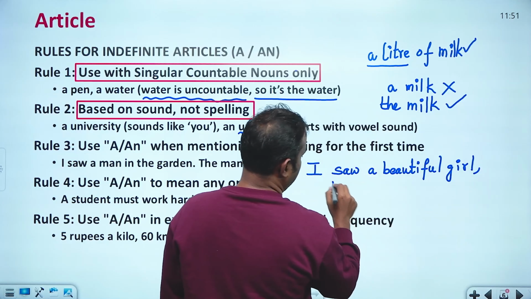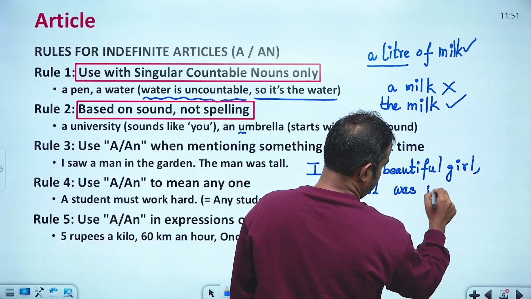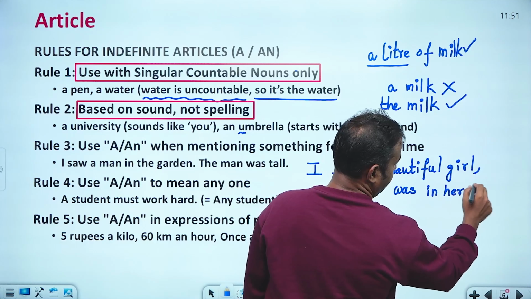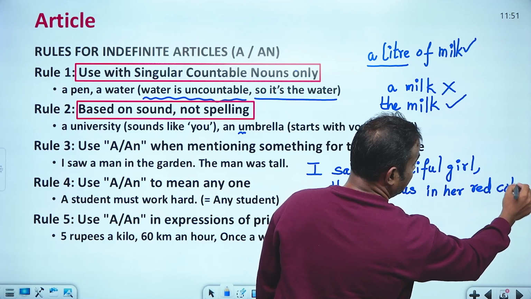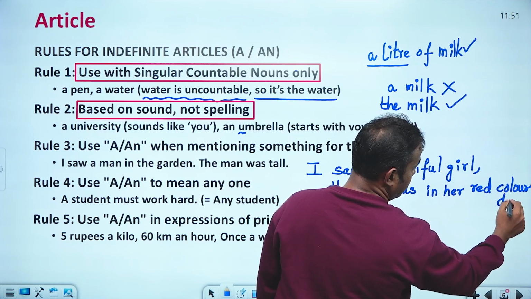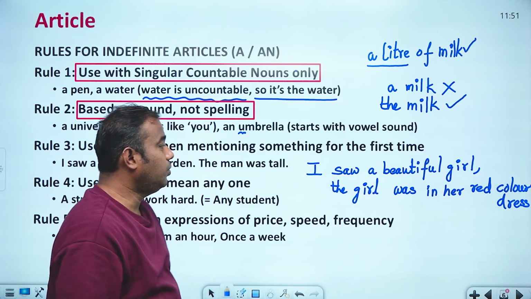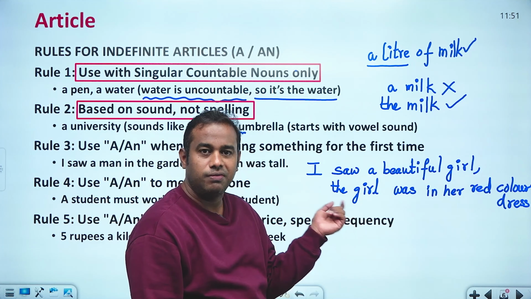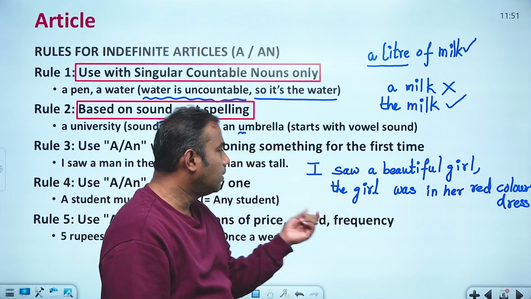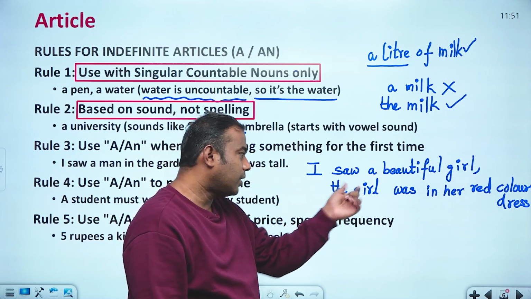The girl was in her red color dress, something. Okay, so something you want. So if you want to use the in front of the noun, the girl, then you should be able to describe, or you should be able to establish, who that respective person is.